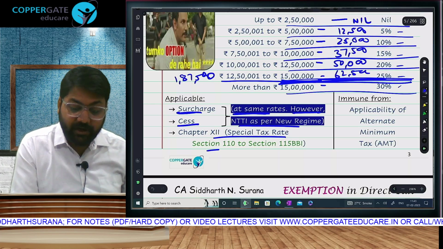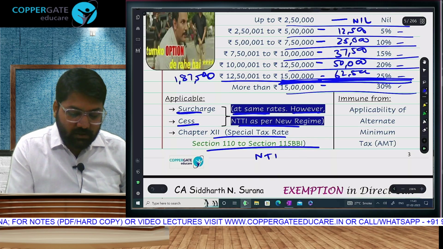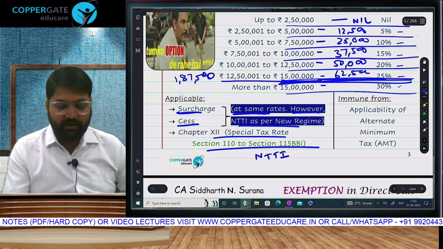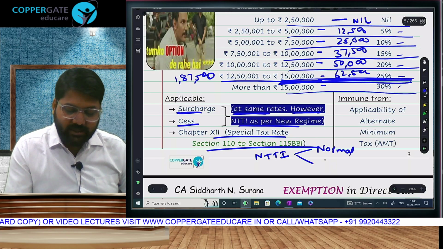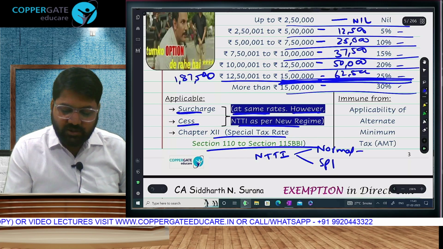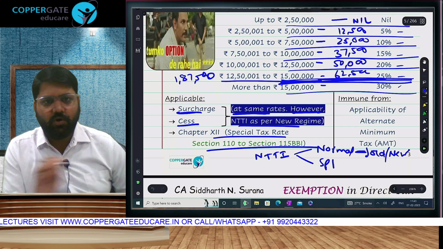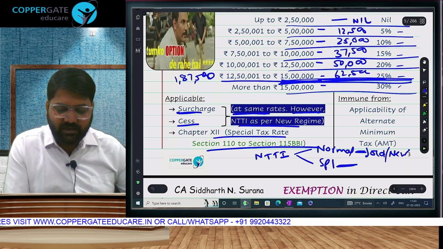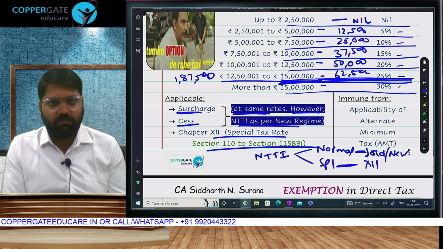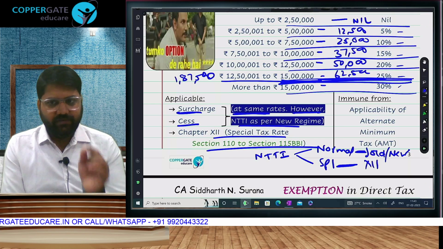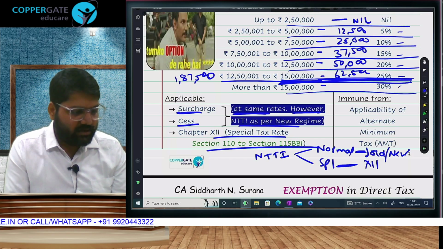And special rate, this is very important. What you will do is take your net taxable total income and segregate it into two parts, normal and special. For normal income, you can choose the old regime or the new regime. The special income will always go as per the rates of Chapter 12. Special income will always be taxed at special rates.